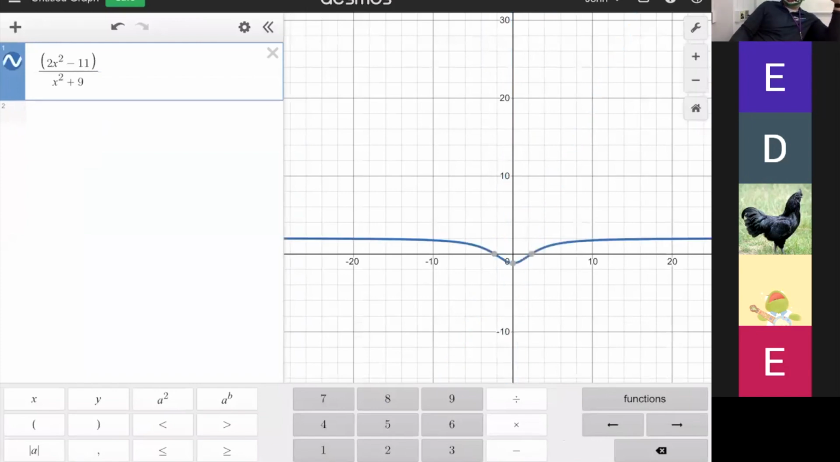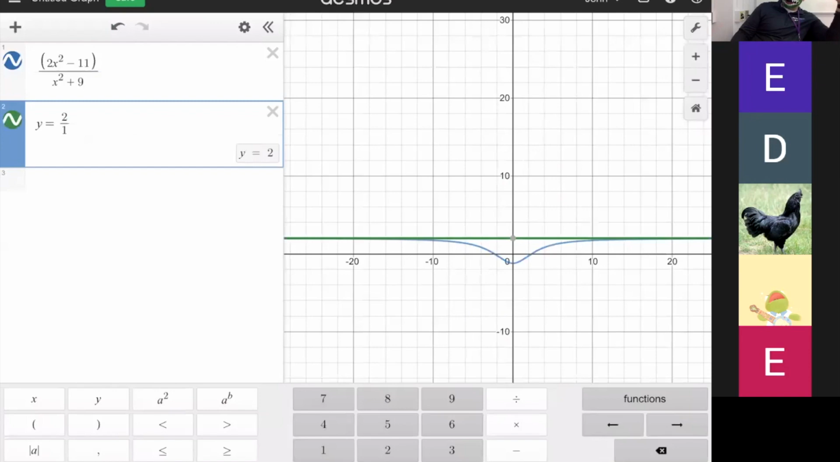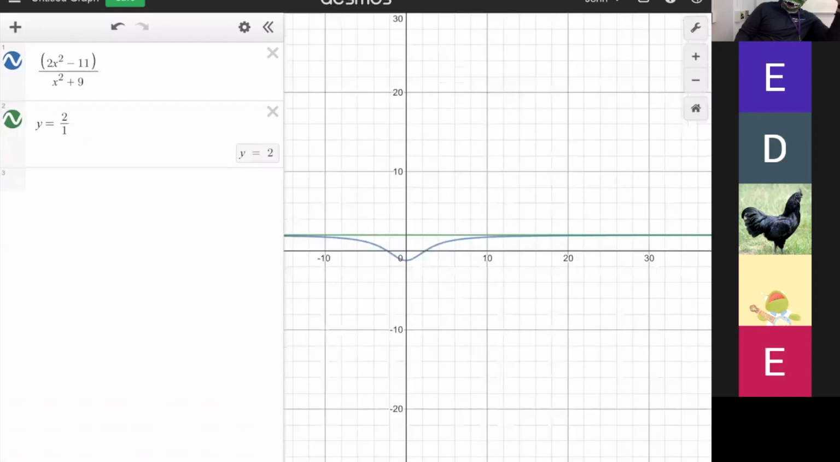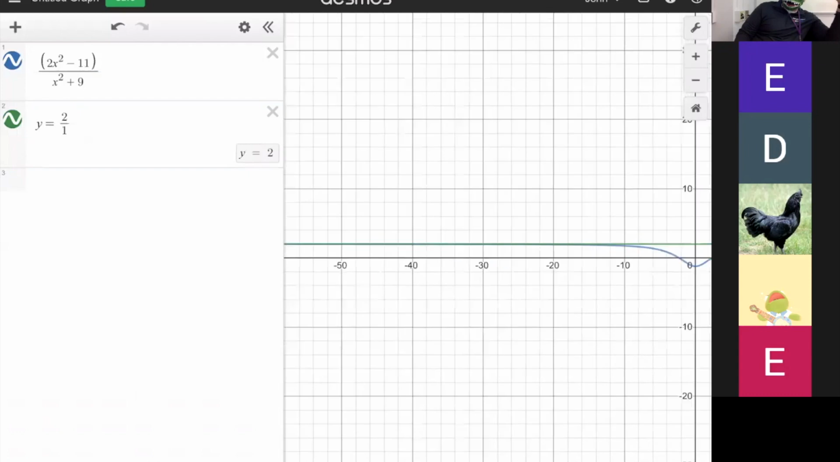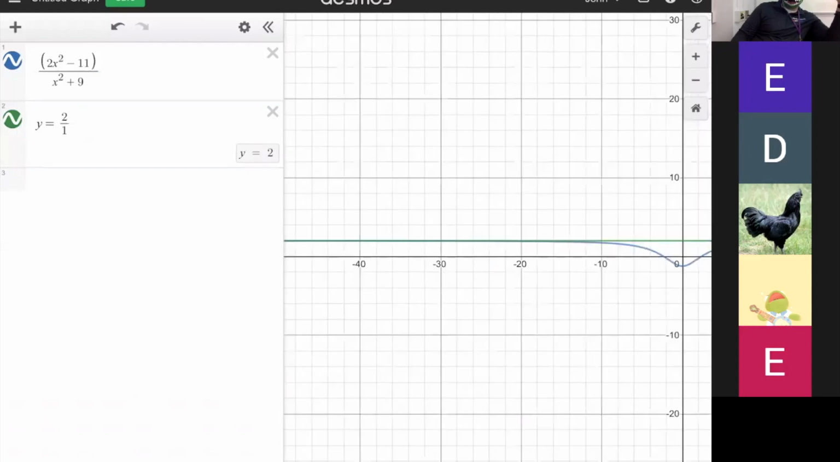Okay, so we see a strange looking graph here. Now what we have to notice is that they have the same degree. They're both degree 2. And when that happens, their horizontal asymptote is the lead coefficient of the numerator divided by the lead coefficient of the denominator. In other words, it's y equals 2 over 1, or just 2. And if you look at this, see how the graph is hovering around that green line there? That's your horizontal asymptote.